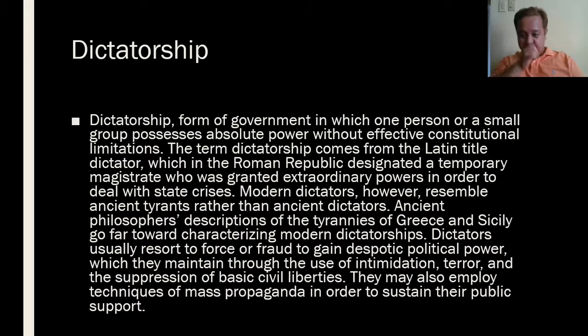Ulitin ko lang ulit. Dictators usually resort to force or fraud to gain despotic political power, which they maintain through the use of intimidation, terror, and suppression of basic civil liberties. They may also employ techniques of mass propaganda in order to sustain their public support.